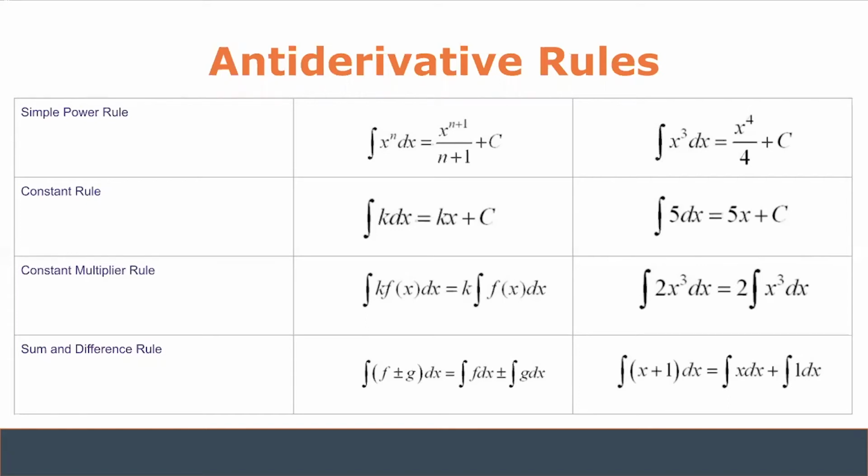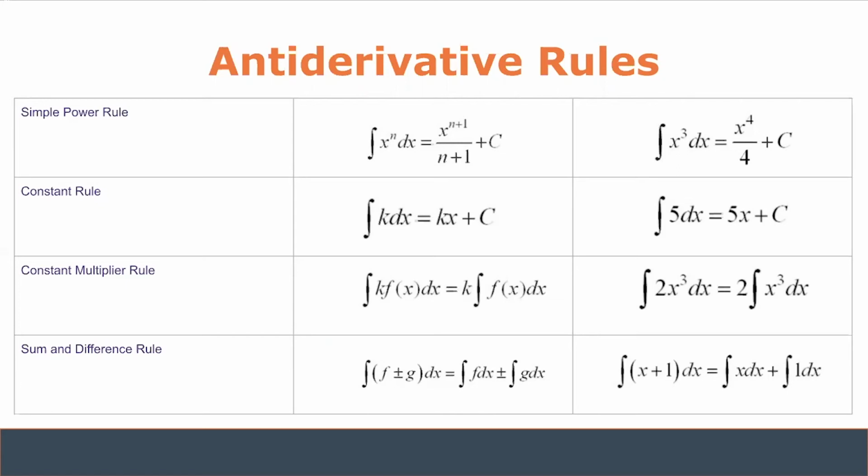So for the constant rule, it just states that when given a constant k, your antiderivative is going to be this constant times x, so k times x. In our more specified example to the right, you see that they give you a constant 5. Your antiderivative is simply this 5 times an x variable.